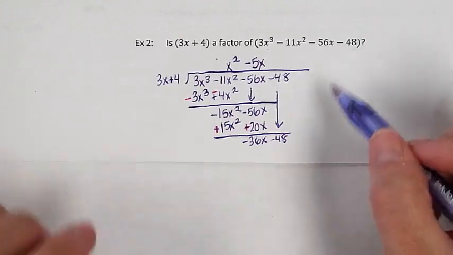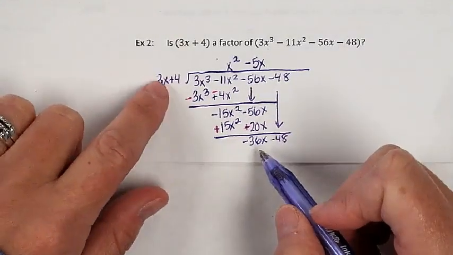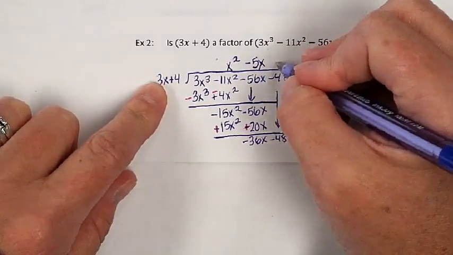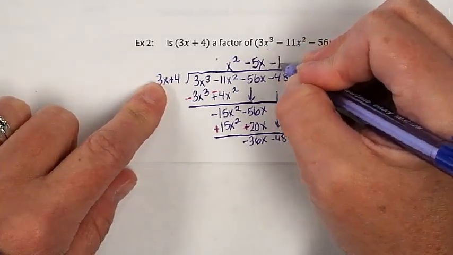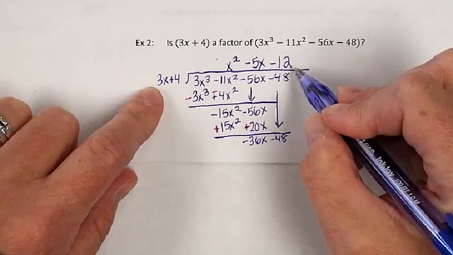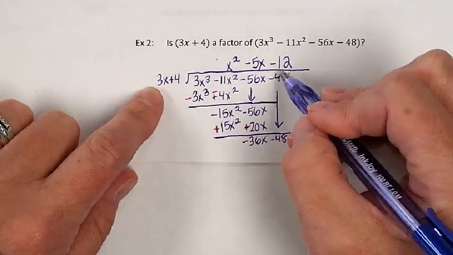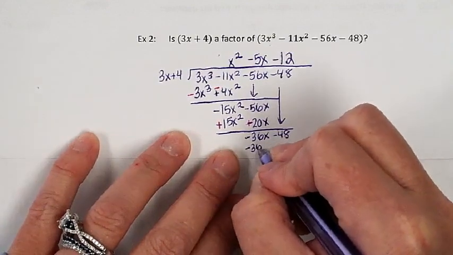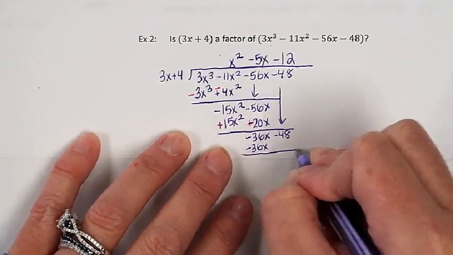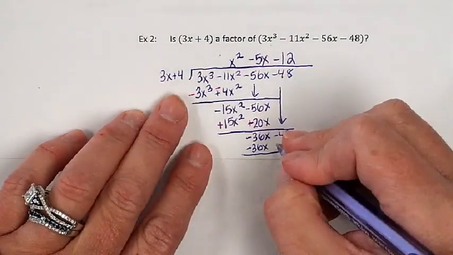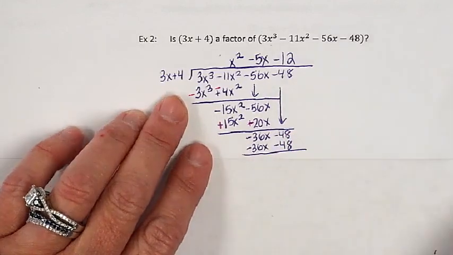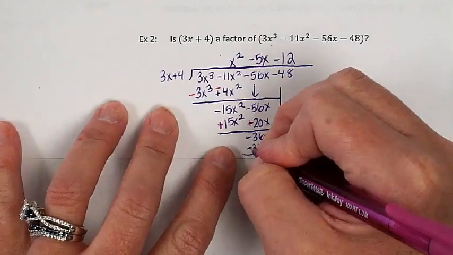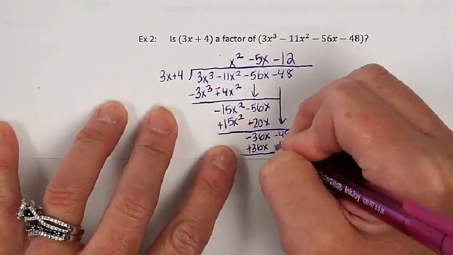Now again, 3x times what will give me a negative 36x? Negative 12. So now multiply negative 12 times 3x plus 4. Negative 12 times 3x is a negative 36x, and negative 12 times 4 is a negative 48. So subtract all of that. So this changes to a plus 36x plus 48.